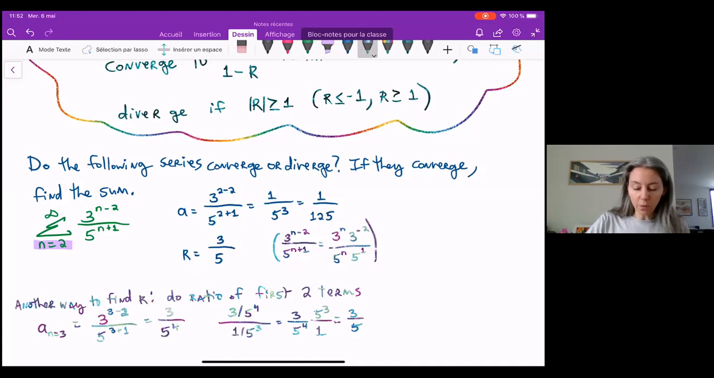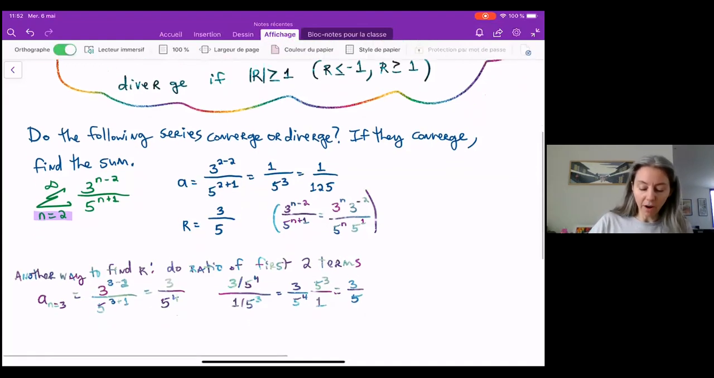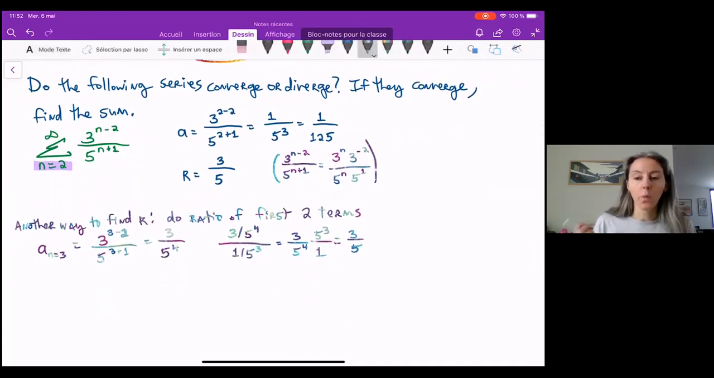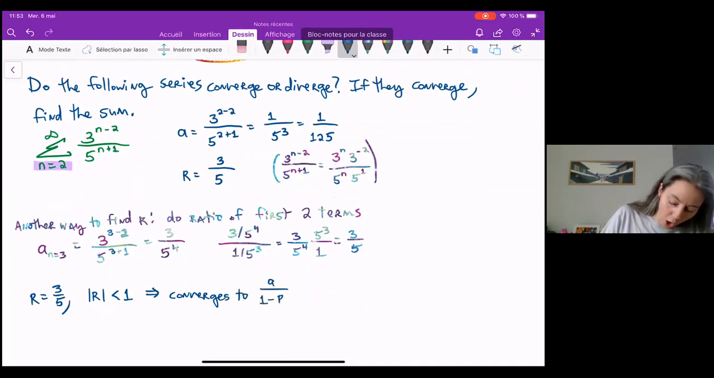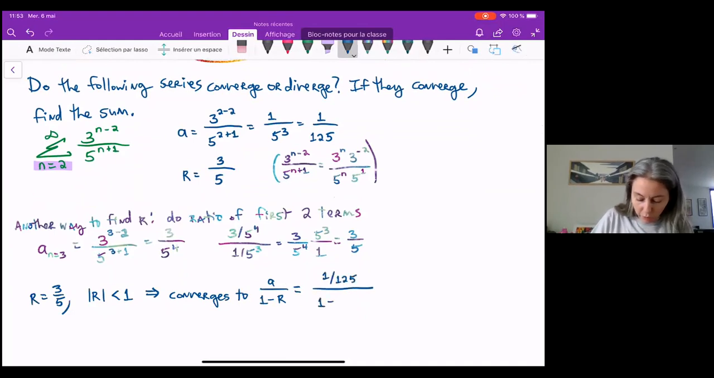Okay, now that we have our a and our r, we need to know if this thing converges. So we said r is equal to 3 over 5. The absolute value of r is indeed less than 1, which tells me that this converges to a over 1 minus r. My a was 1 over 125, and my r was 3 over 5, so that's 1 minus 3 over 5.